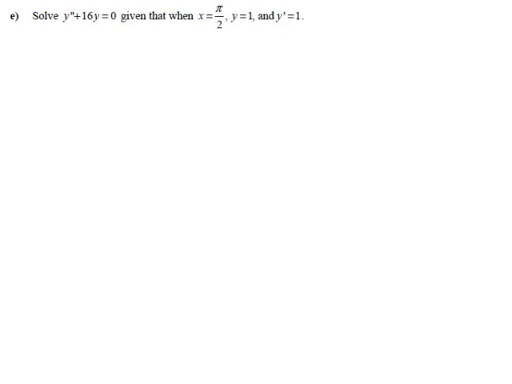Okay, solve y double prime plus 16y equals 0 given that, and then some boundary conditions. I hope you remember from the other example we did with this, anytime you have a differential equation containing the second derivative and the original, you should be thinking waves. The solution to this is probably some combination of sines and cosines.